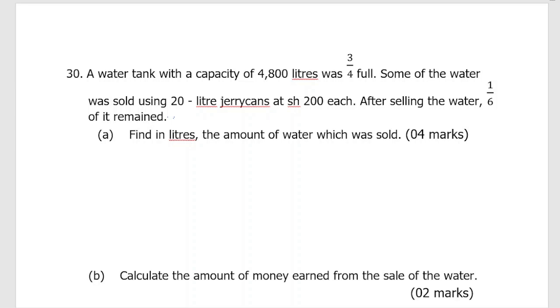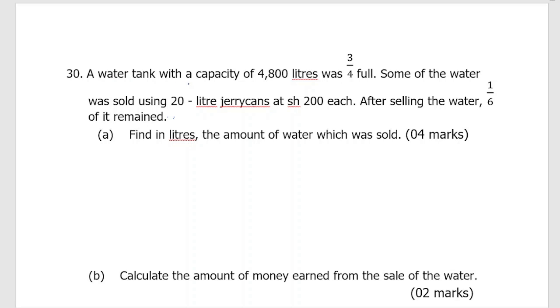Number 30 is talking about a tank capacity. When we talk about capacity, that is water, liquid. Now they're saying a water tank with a capacity of 4,800 liters was 3/4 full. Some of the water was sold using 20-liter jerrycans. After selling the water, 60 of it remained. Find in liters the amount of water which was sold.